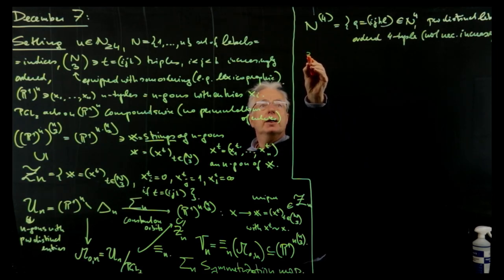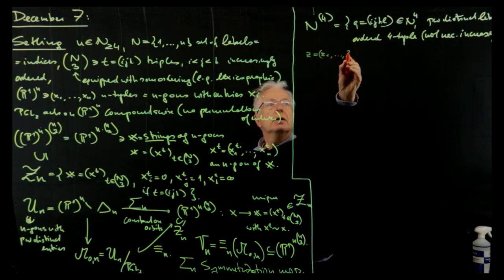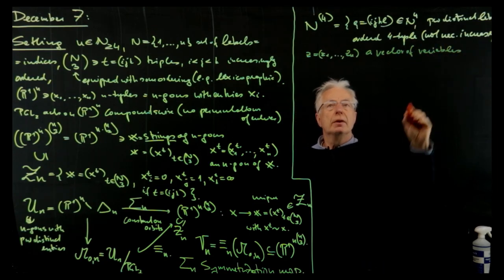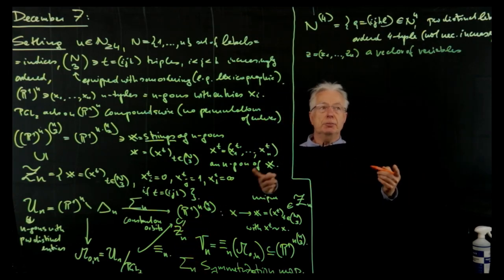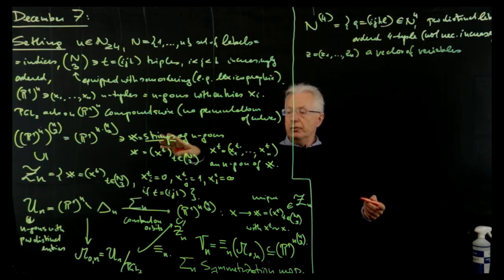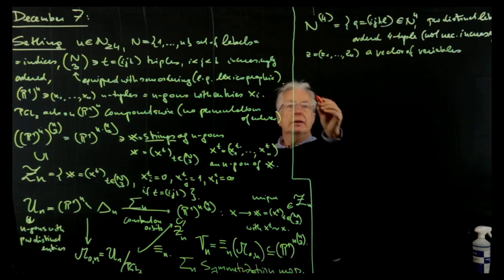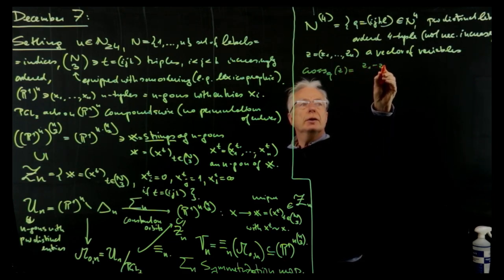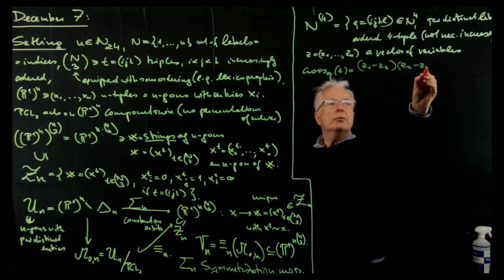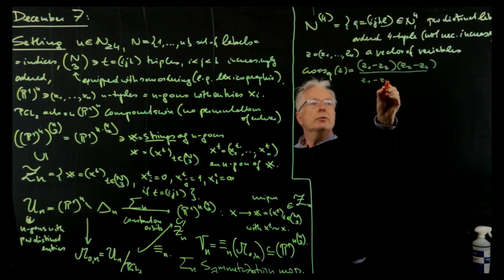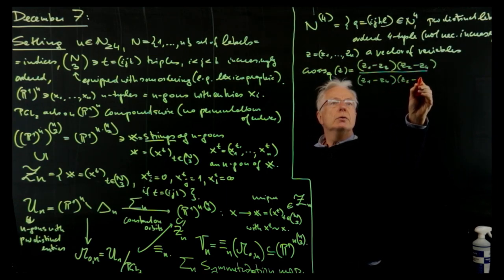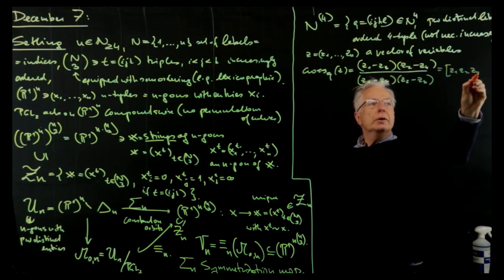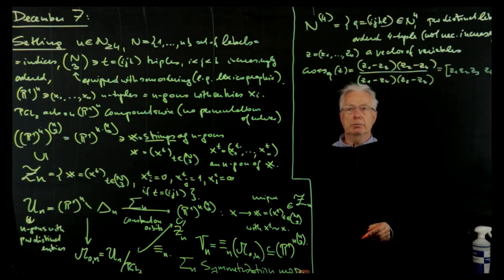And then if z is z1 to zn, a vector of variables, so I distinguish points and variables by reserving the letter z for the variables and x's for the points, then we have the cross ratio with respect to q of z: (z1 minus z3)(z2 minus z4) over (z1 minus z4)(z2 minus z3), and this will be denoted [z1, z2, z3, z4]. Sometimes I write commas in between, but doesn't matter. Okay?